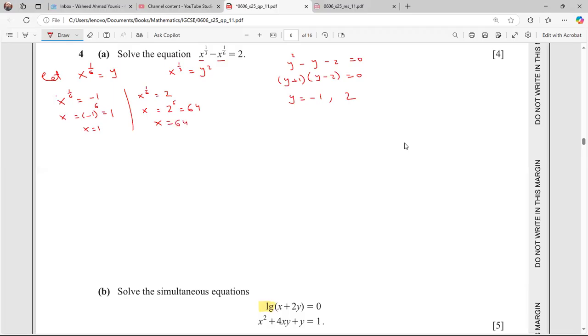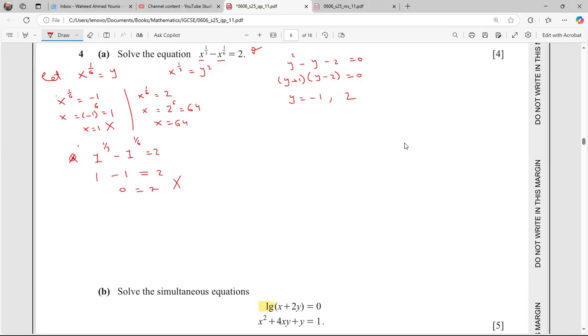Okay, let's confirm these answers. If I put x equal to 1 in this original equation, 1 power 1 by 3 minus 1 power 1 by 6 should equal 2, but 1 power 1/3 is 1, 1 power 1/6 is also 1, so this is 0 equal to 2, so this is not correct. It means this solution is not valid.